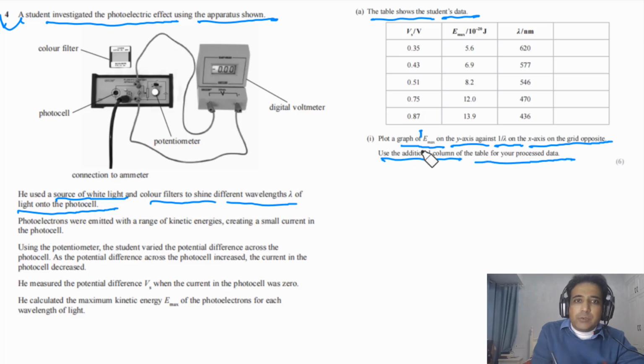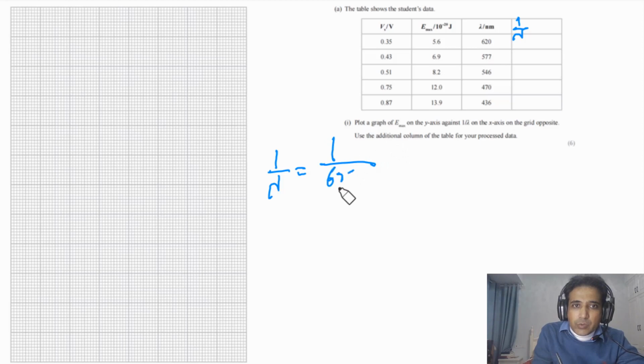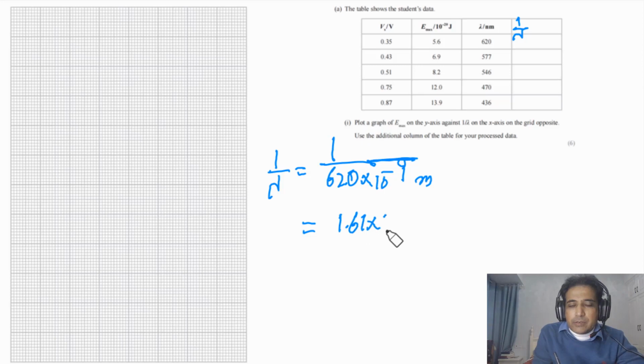So simply we need to sketch the graph between Emax and 1 over lambda. First of all, we need to calculate the value of 1 over lambda. So 1 over lambda has to be in this column. 1 over lambda will be equal to 1 over 620 nanometers, so this is 10 to minus 9 meters. This is in meters now. If we solve this one, we will get 1.61 times 10 to 6 per meter.